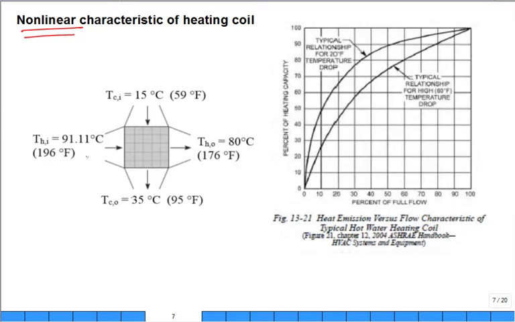So here it is. We have maybe 190-ish degree F water. And it's gonna drop about 20 degrees F, a delta T of about 20 degrees F across the coil. And it's used to heat air. Air in the winter, you want it warm to come into the room. Maybe your design is to bring it in around 95 F. Maybe it's coming in to the coil around 60 F.